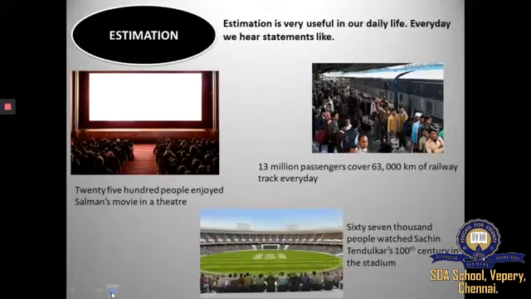67,000 people watched Sachin Tendulkar's 100th century in the stadium. In fact, no one counted the exact number of people for the particular event. These numbers are estimates giving the idea of the number of people present for the event. The exact counts may be slightly more or less than the estimates. Usually the numbers are estimated to the nearest tens, hundred, thousand, and so on.